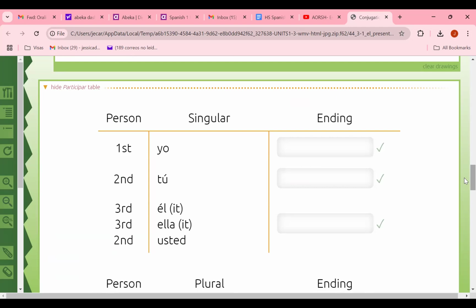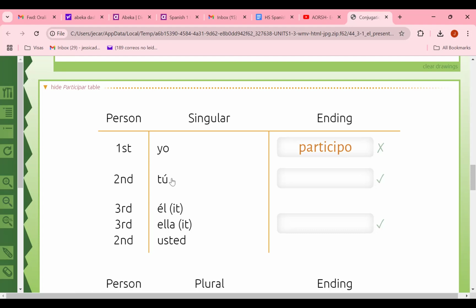We learned from the table there that I'm going to conjugate it for yo, which is I. What do I have to do? Give it a try before I say it. So I change the AR to O, correct? So that will be participo. Yo participo, okay?